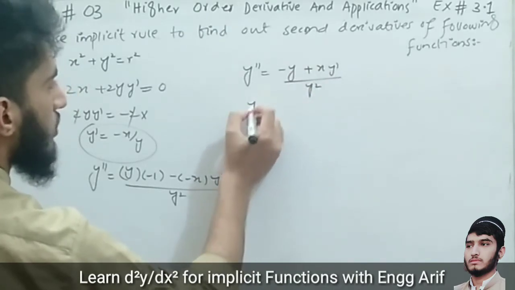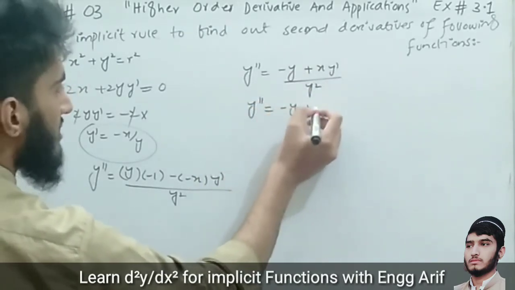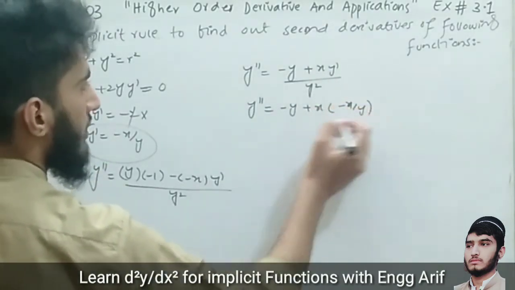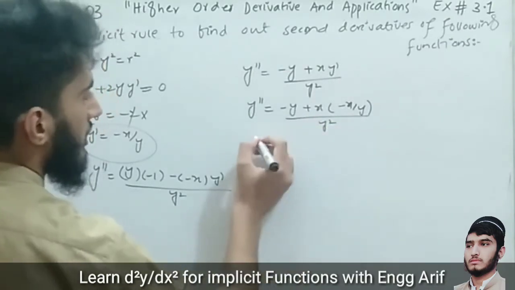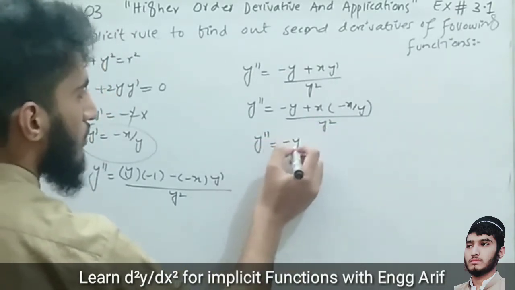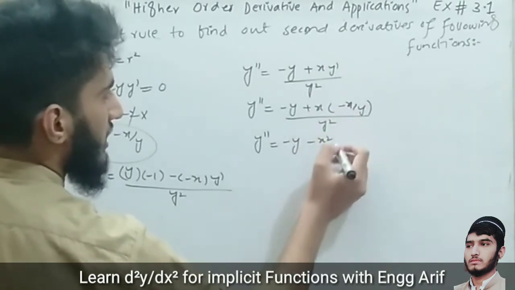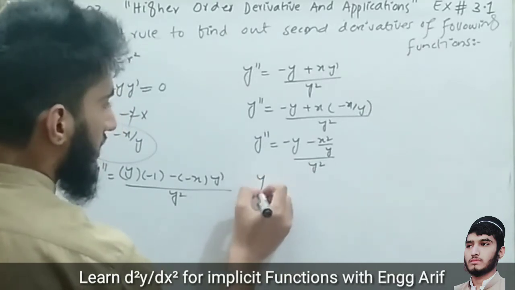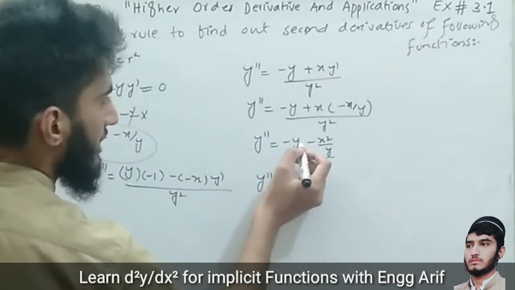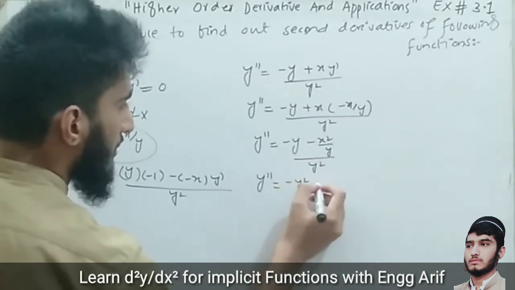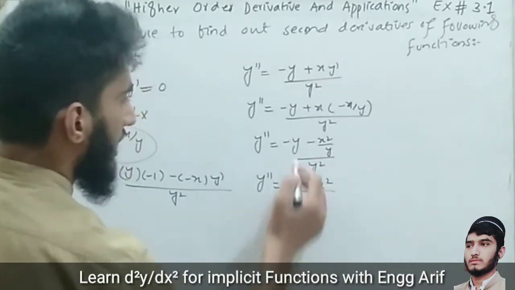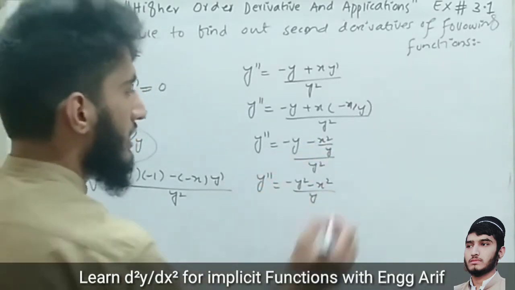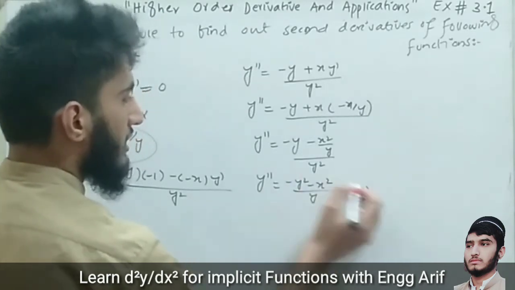Now putting the value of y dash, so our y double dash will be minus y plus x multiply y dash. Y dash is minus x by y minus x divided by y square. So by simplification it becomes y double dash will be minus y. It will give us minus x square divided by y whole divided by y square. So in numerator by taking LCM over here, it becomes a minus y square minus x square divided by y. In the numerator, minus y square by y gives us minus y, minus x square by y gives us again minus x square by y divided by y square, this y square.